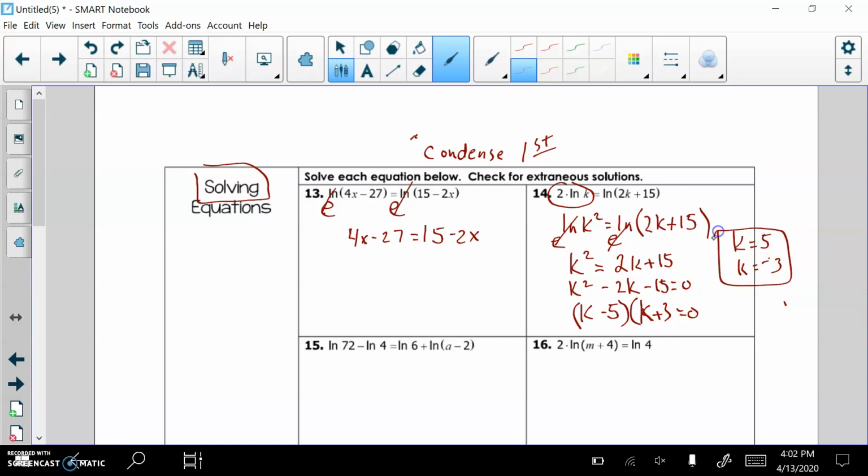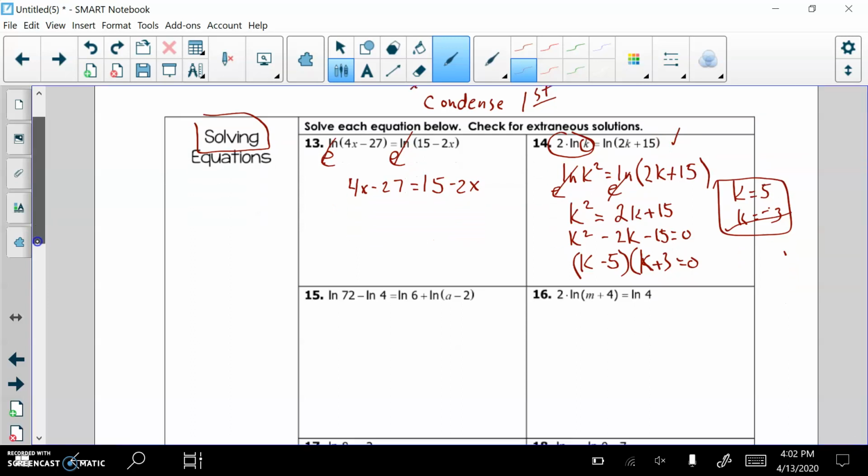I'm going to check real quick for extraneous. It doesn't look like either one of those would be extraneous. Yeah, it would, -3, because when you plug in -3 here, you can't natural log -3. And I know it'll natural log if you square the 3 first, but it has to be a solution to the original equation. So -3 is out. 5's the only answer.